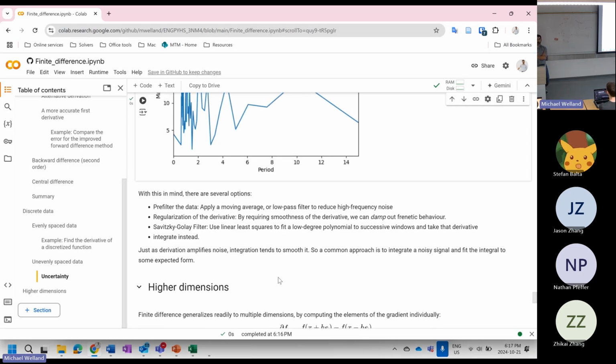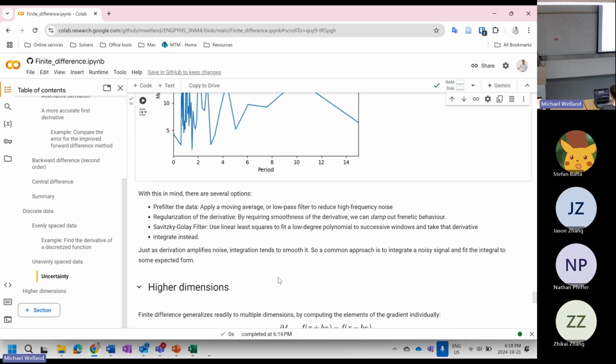There are a few options you can use. Basically, the idea is to get rid of that high frequency noise, right? What do you do with high frequency noise? You smooth it. You can pre-filter the data. You can do a moving average, low pass filter. All of this signal analysis is coming into play now, right?